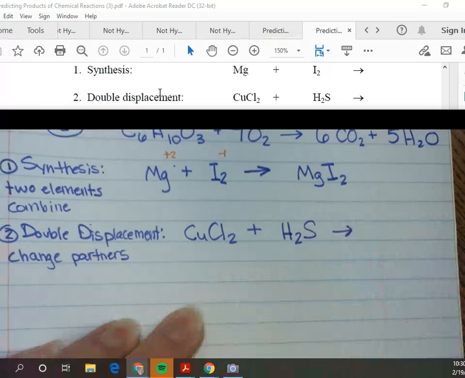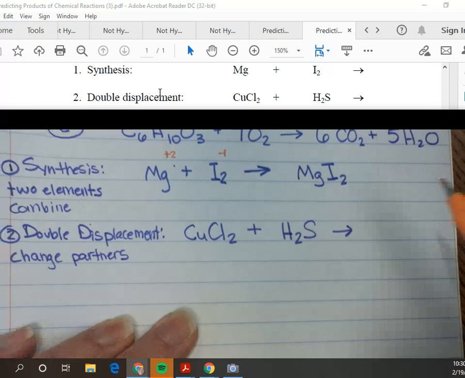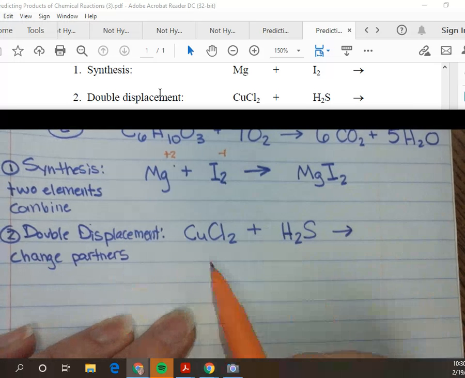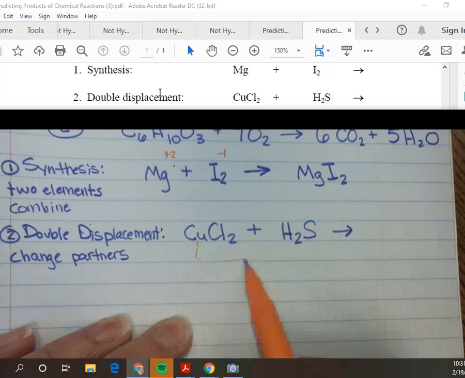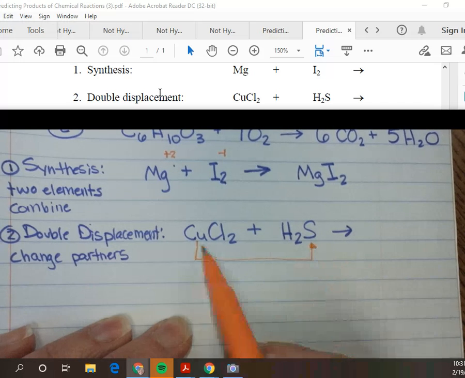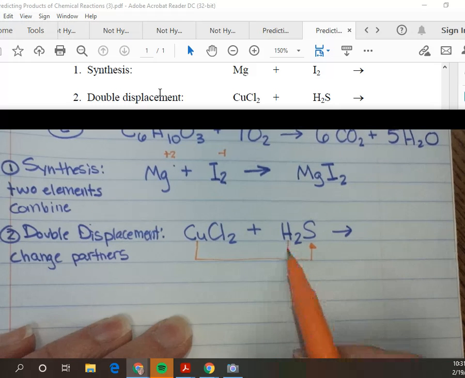And we're thinking, well, how do I know how that's going to come back together? Anytime we have double displacement, we know that we're going to need a cation and an anion. Most of the time, they're ionic compounds. So we have the first and the last. That's the easiest way to think about it. The first and the last, and then the first and the last.